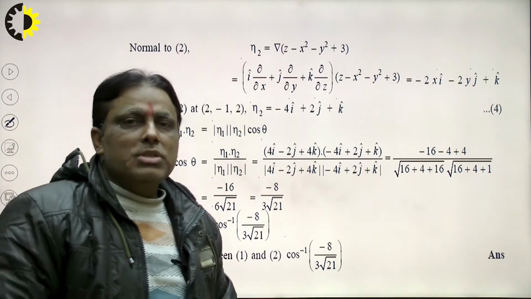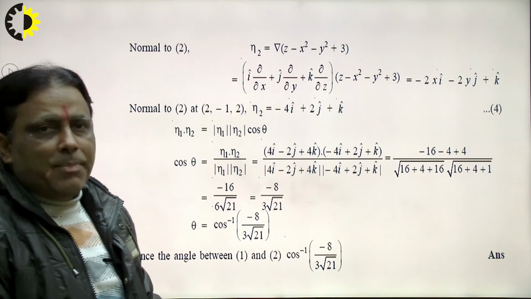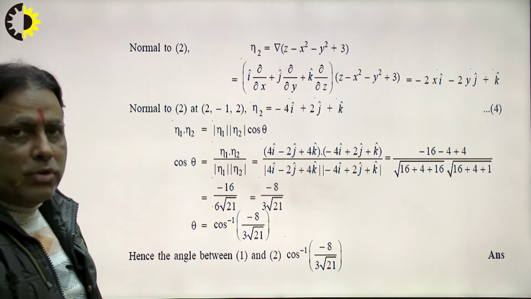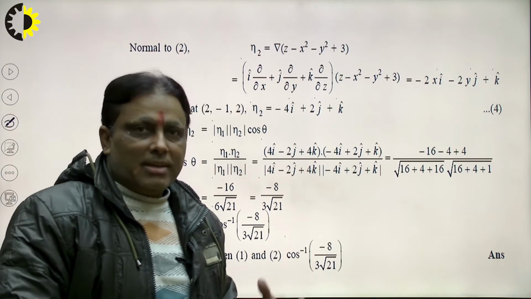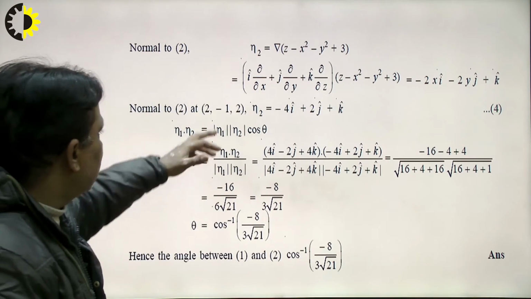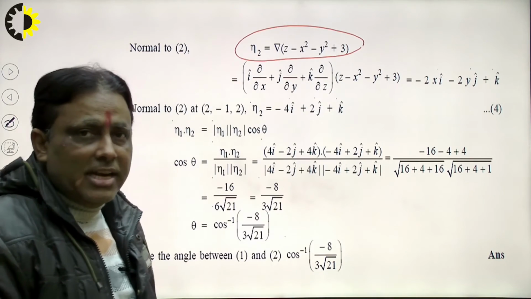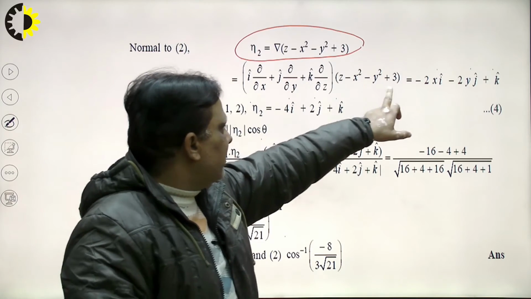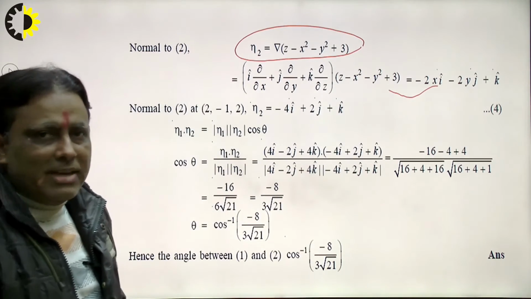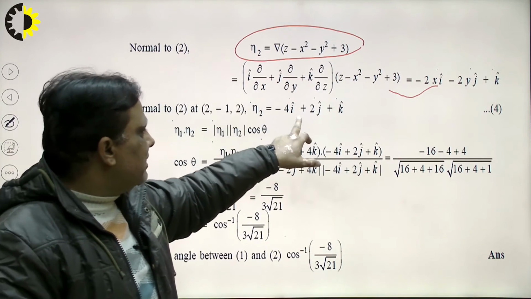The total conclusion is that a scalar point function is used to calculate the unit normal vector, the unit normal to the surface. So that is another vector n2. I calculate grad z here. So how to calculate? I put up here and put the value of x, y, z here, (2, -1, 2), and the result will be this.